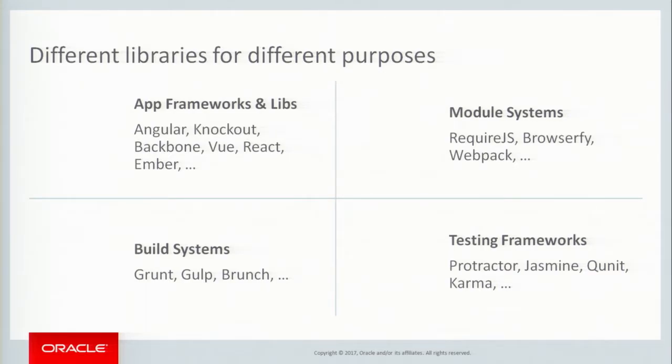That's especially true in the JavaScript world, where we're talking about the difference between looking at things every few months versus every few years. And for testing frameworks, we have Protractor, Jasmine, QUnit. QUnit is actually what we're using internally at Oracle right now for JET, and it's a pretty nice framework. And we have Karma.